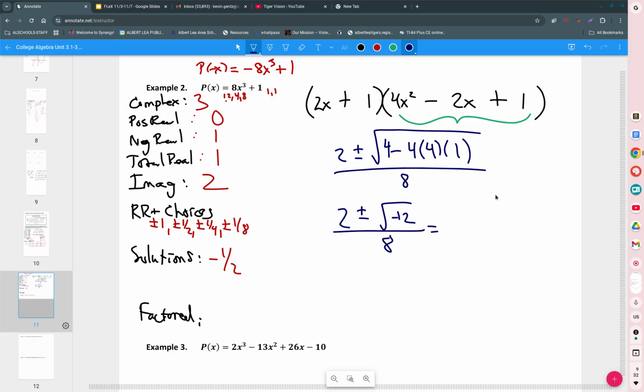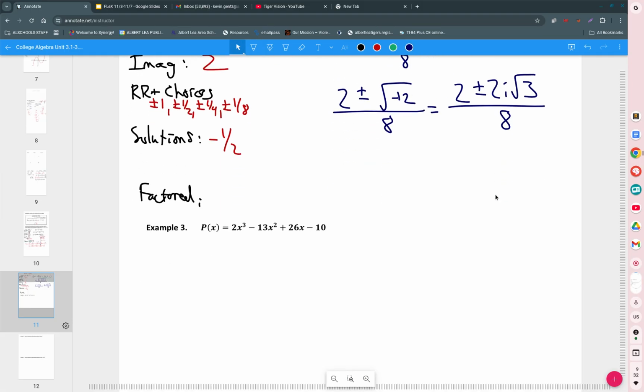What should we extract out of negative 12? The imaginary part of it. Yep. So a negative 4. We'll write the square root of negative 4 as 2i. What are 2, 2, and 8 all divisible by? 2. So I divide them and I get 1 plus or minus i roots of 3 over 4. We have our other two solutions, which are imaginary.